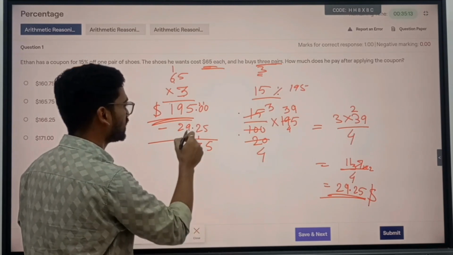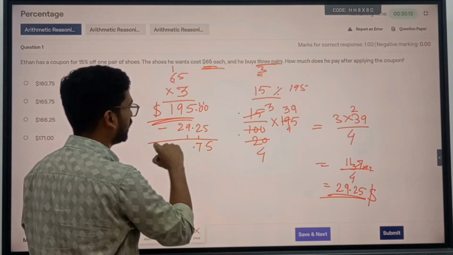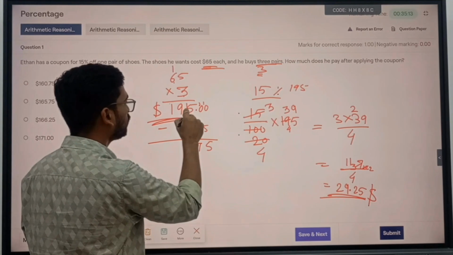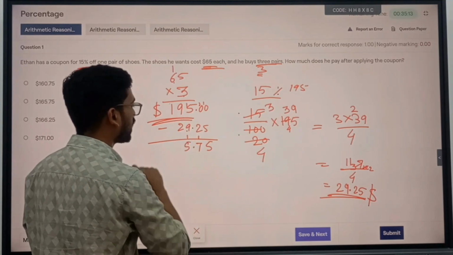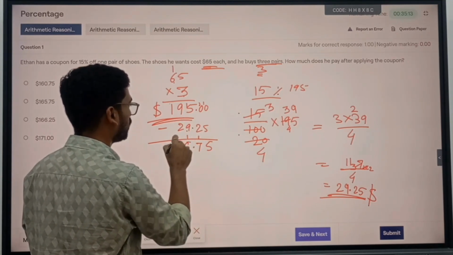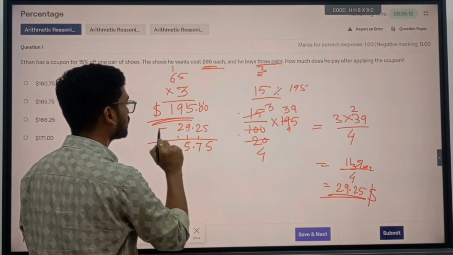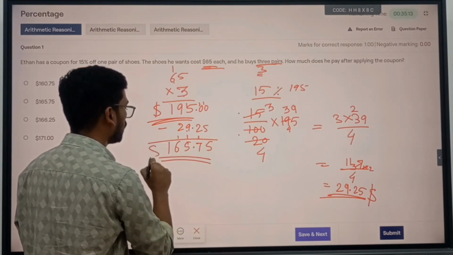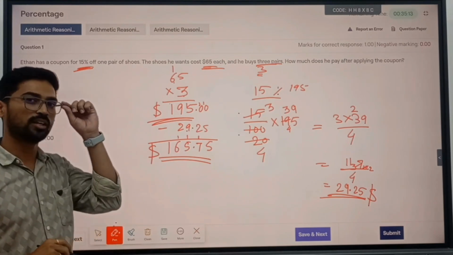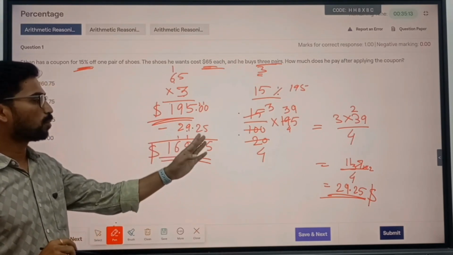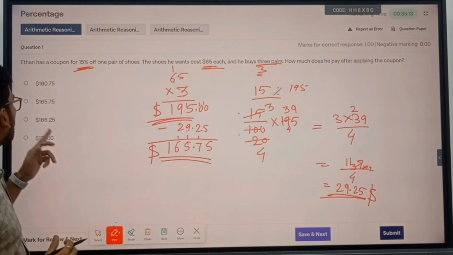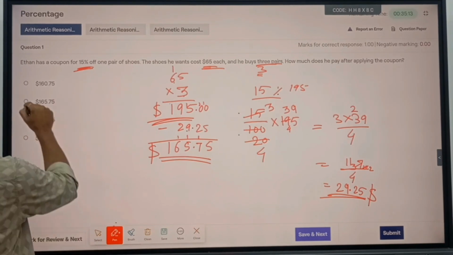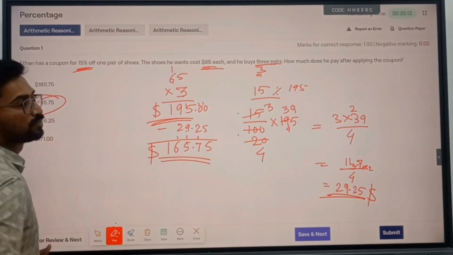Decimal point as it is. Now the borrowed number is returned here. Again borrow 1. 15 minus 10 is 5. Again the borrowed number is returned. 9 minus 3 is 6, and 1 as it is. So we get our answer. Now in total he needs to pay $165.75. So which option is correct? Option B is the correct answer.